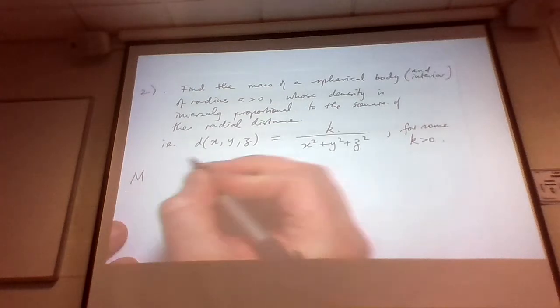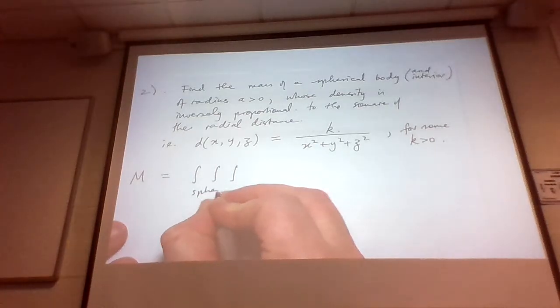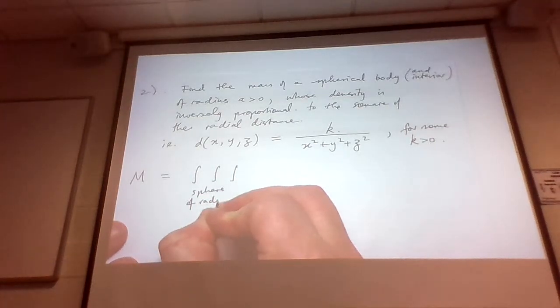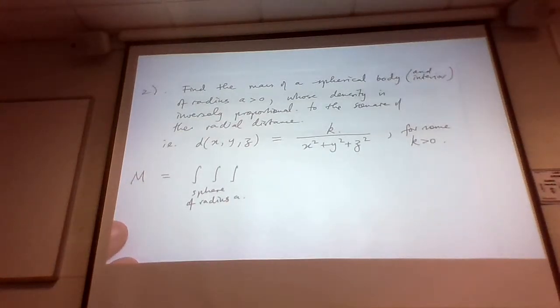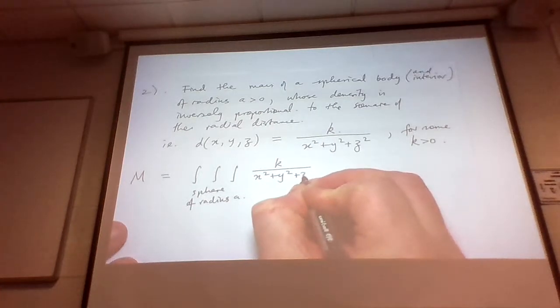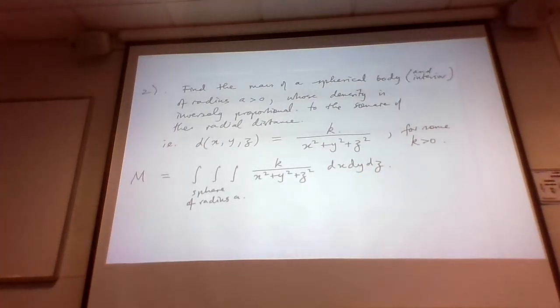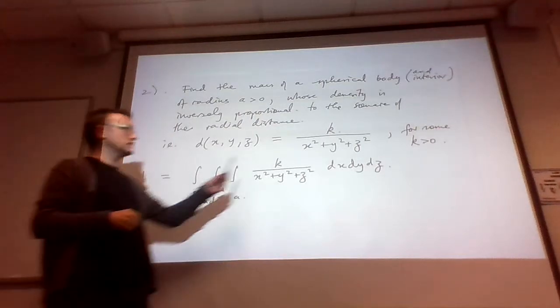So this mass m is the triple integral over the sphere of radius a of this quantity k over x squared plus y squared plus z squared times the volume element. And the volume element in Cartesian coordinates is dx, dy, dz. If you're at a point in space, you vary your x, y, and z coordinates, the volume that you describe is the volume of a rectangular box. The volume of a rectangular box is the width by the length by the height.